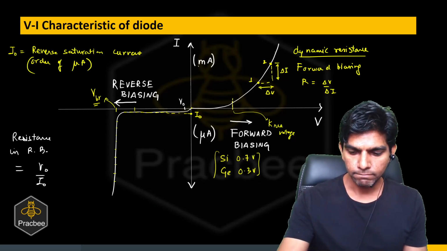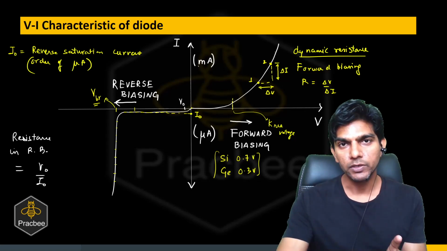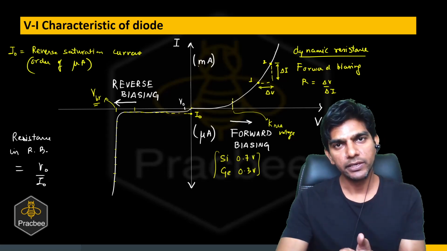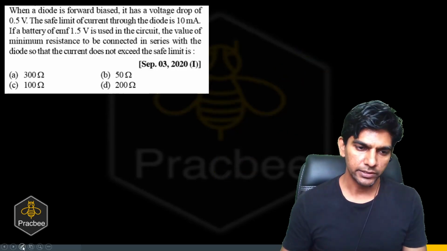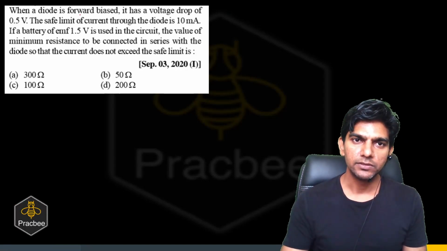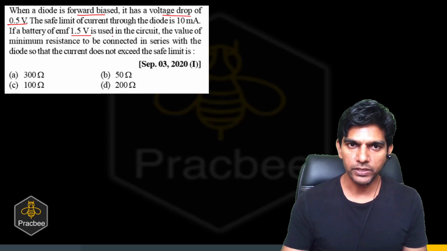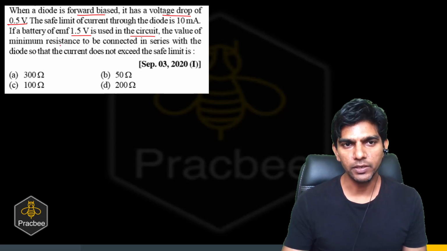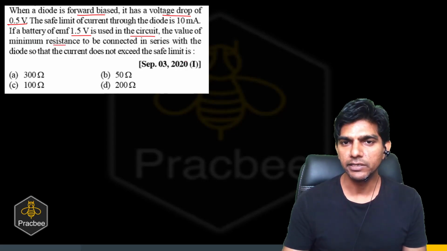Now let us see the types of questions which are being asked from the diodes. And just remember one more thing, in case of an ideal diode, in the forward biasing it is conducting, in the reverse biasing it will be non-conducting. So let us see a typical question. When a diode is forward biased, it has a voltage drop of 0.5 volts. The safe limit of the current through the diode is 10 milliampere. If the battery of EMF 1.5 volt is used in the circuit, the value of the minimum resistance to be connected in series with the diode so that the current does not exceed the safe limit.